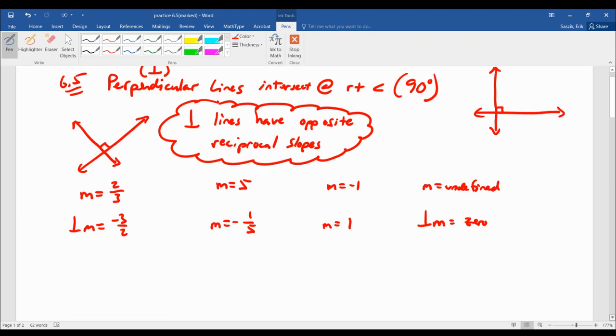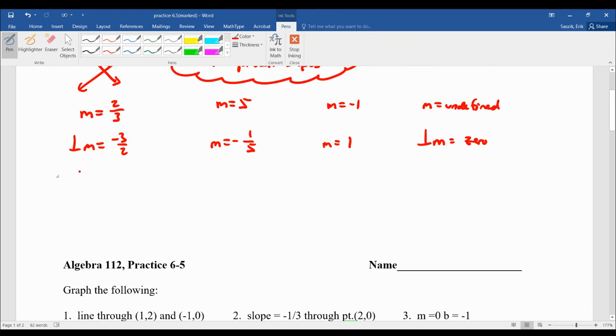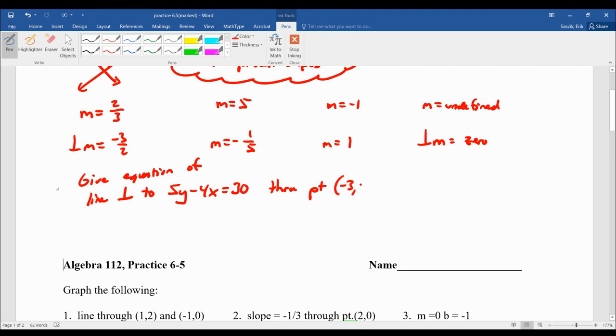And so similar to what we did with the parallel lines the other day, I could do a quick question here. Give the equation of a line perpendicular to, I'm just making this up here, 5y minus 4x equals 30, through the point -3, 8.